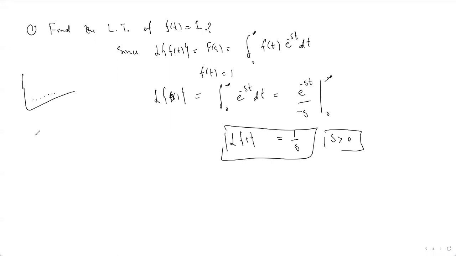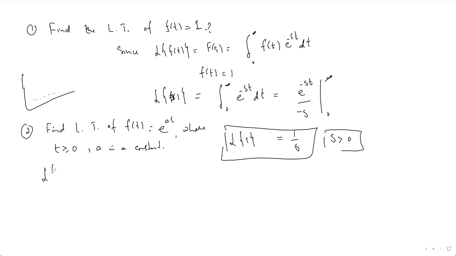Similarly, let us take one more example. You can find the Laplace transform of any kind of function; the only thing is that the value of the function will be different. For example, find the Laplace transform of the function f of t equal to e raised to power at, where t is always greater than or equal to 0, and a is a constant.